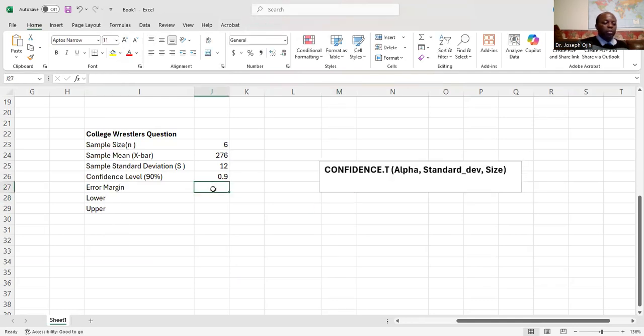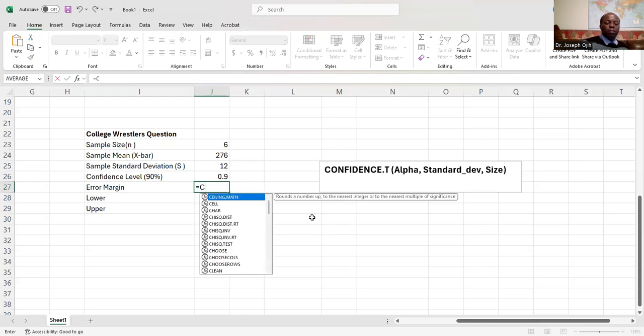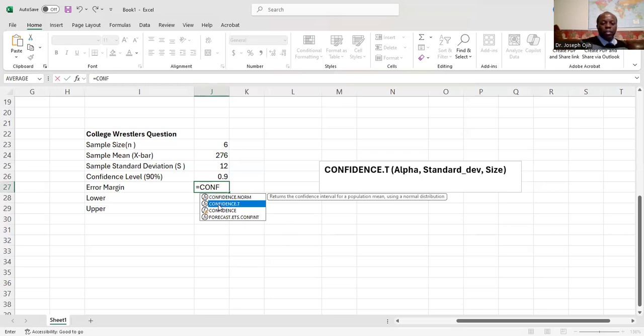Now let's find the error margin. We have the equal sign. Type confidence. You can see the confidence.t right here. You can double click on it. Then alpha will be 1 minus this. Alpha is 1 minus 0.9, which is the confidence level. Because if you are 90% confident, your alpha will be 10%.